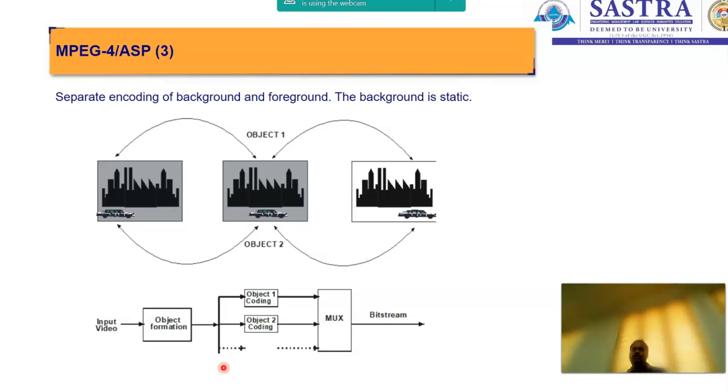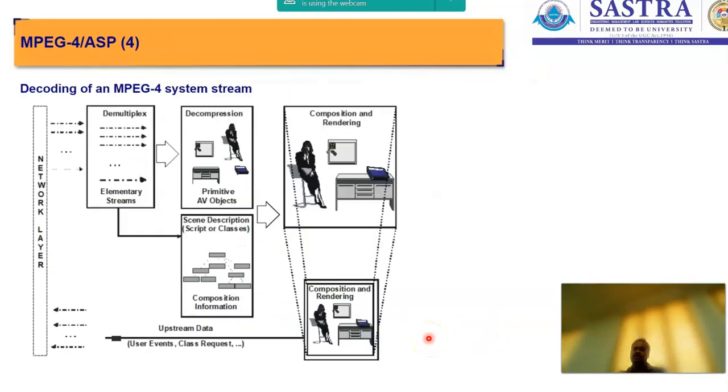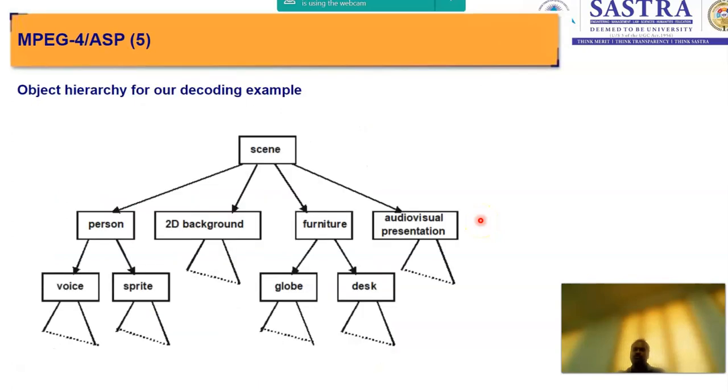So this is the working. Separate encoding of background and foreground is shown here, for object 1, object 2, so object formation. For each object the encoding is done, then it is fed to the multiplexer, producing a bit stream. Then over the network layer, it is given to the demultiplexer, then decompression, then composition and rendering, and finally we produce the video image.